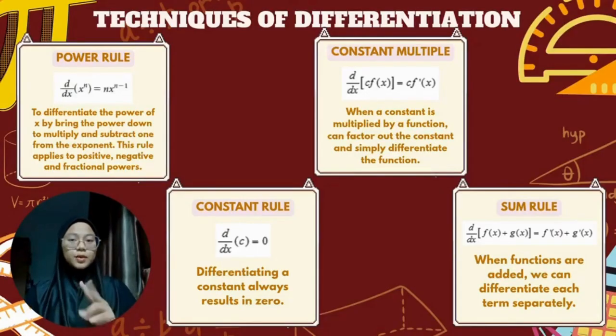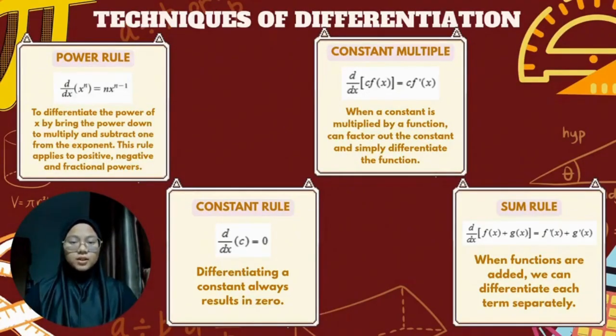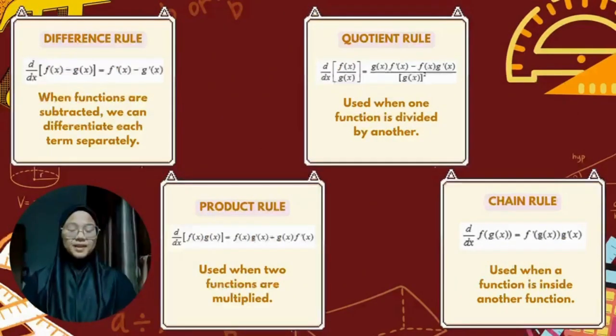Number 3. Constant multiple. When a constant is multiplied by a function, we can factor out the constant and simply differentiate the function. Number 4. Sum rule. When functions are added, we can differentiate each term separately. Number 5. Difference rule. When functions are subtracted, we can differentiate each term separately. Number 6. Product rule. We use it when two functions are multiplied. Number 7. Quotient rule. We use it when one function is divided by another.